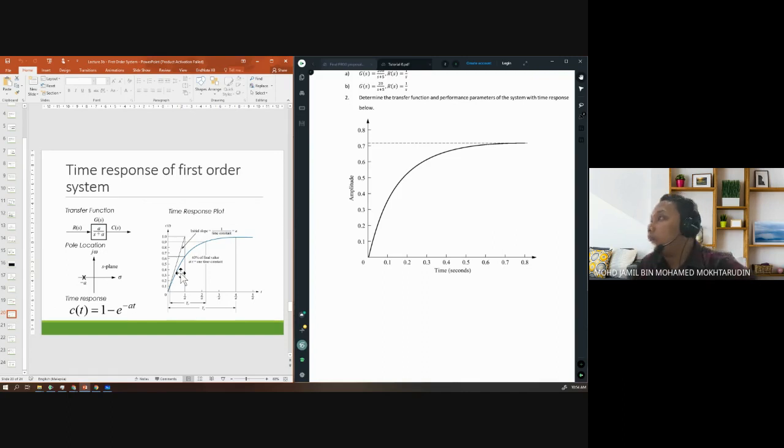Okay, so firstly, we need to find the value of A. So A, you need to find the initial slope.